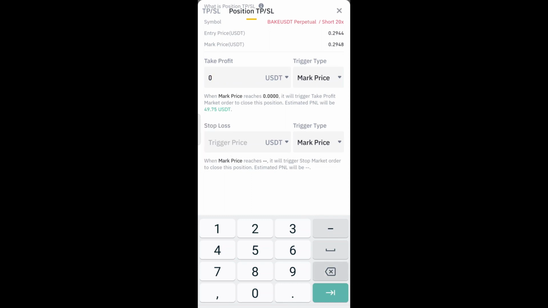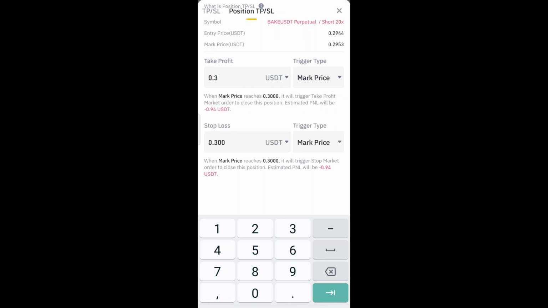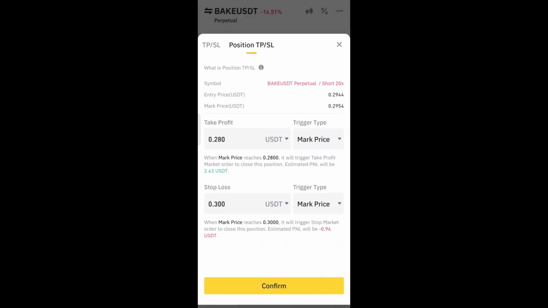You can also set a stop loss. Let's say if the price goes to 0.3, I want to set a stop loss. Okay, so that's how you set it. Let me just quickly do it for you. I will put, let's say, 2.8, probably would be nice. We can make $2, and then let's say if the market goes against you, you only lose 0.94.